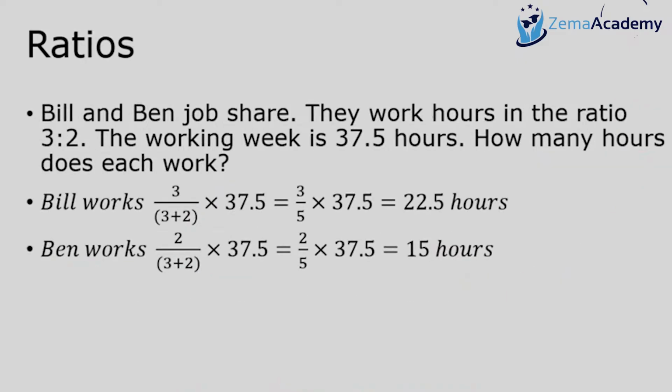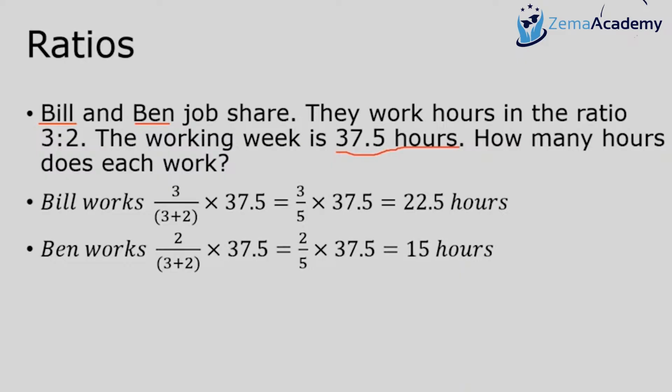So here's another example. Bill and Ben are doing a job share. They work hours in the ratio 3 to 2. So Bill was first, Ben was second. The ratio is 3 to 2. So Bill's number in that ratio is 3 and Ben's is 2. The working week is 37.5 hours. How many hours does each work?